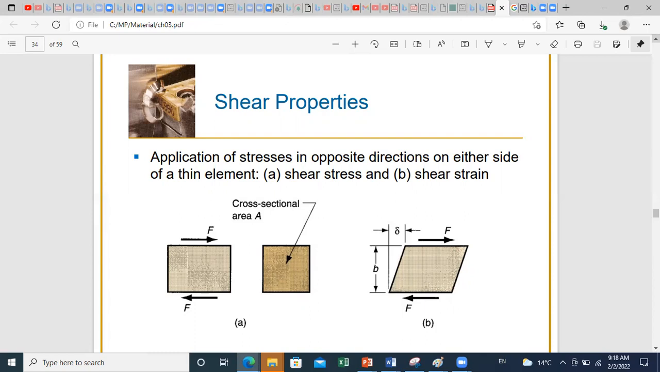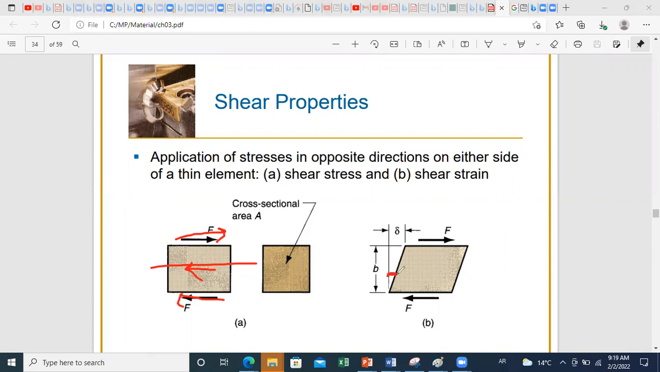This will consist of the application of stresses in opposite directions on either side of a thin element. So you can see here, for example, we take an element and we apply opposite forces. This will lead to the development of shear stresses within the material. So if you do a cut at any level, you will detect shear forces developed, and this will lead to a certain deformation. And in shear, we have a change in angles. Okay, so we can define deformation as the change in angle.